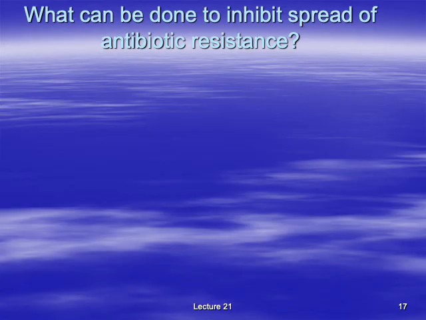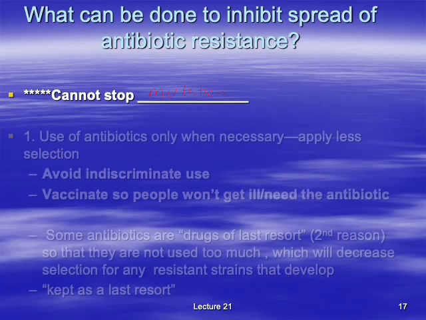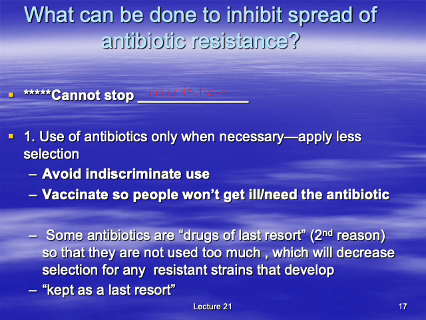So what can be done to inhibit the spread of antibiotic resistance? Number one, you cannot stop mutations. It's not like, oh, let's stop mutations. No, bacteria are constantly mutating. Spontaneous mutation, induced mutation. There's no way to stop that. You're always going to have bacteria, individual cells that arise that are resistant to some antibiotic. It always happens. So basically, you have to stop this part 2. You have to stop the selection part of it.